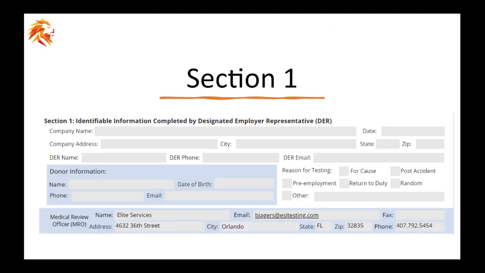In Section 1, it is separated into 3 parts. The first part will include your company name and the designated employer representative, or the DER, information. In blue, the donor's name, birthday, phone number, and email. This is critical information if the kit needs to be confirmed at the lab. The reason for testing, and the third section is the medical review officer information that has already been pre-populated. If any of this information is missing, it could cause the device to be rejected at the lab.